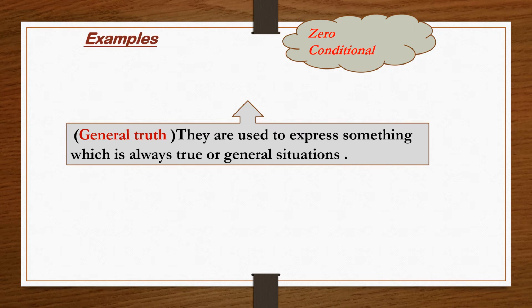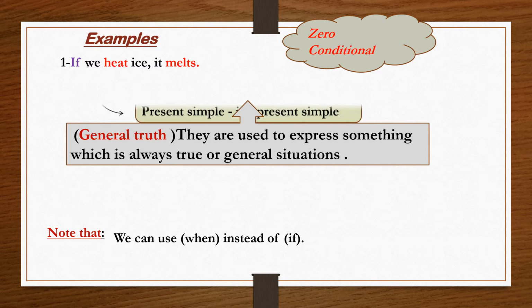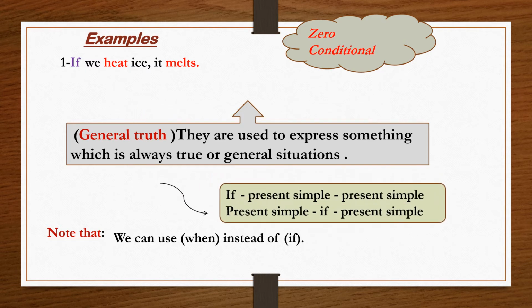For example, when we say, if we heat ice, it melts. Note that we can use when instead of if. I can here use, when we heat ice, it melts. The form of the zero conditional is if plus the present simple and the present simple. And notice that we can use if at the beginning of the sentence or in the middle.